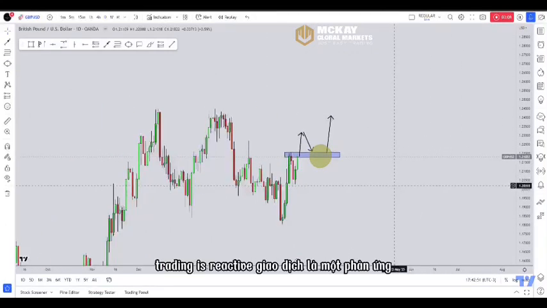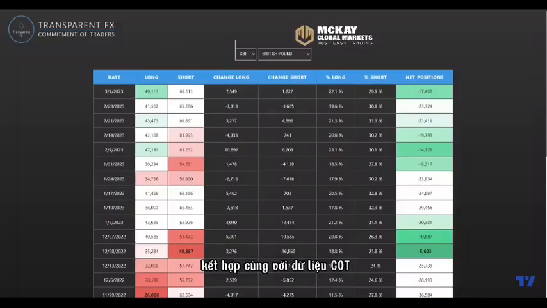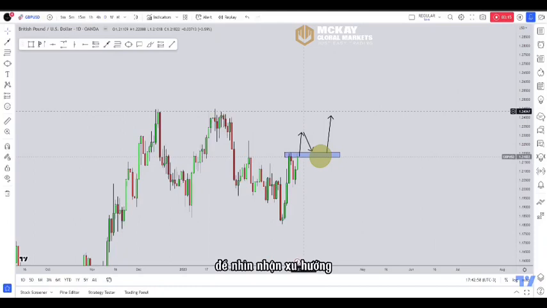Now, as usual, trading is reactive and not predictive. The monthly, weekly, and daily combined with the COT data, those are the best time frames from a directional perspective. However, when it comes to confirmations and entries, the best time frames are the intraday time frames. So 4 hour and lower.